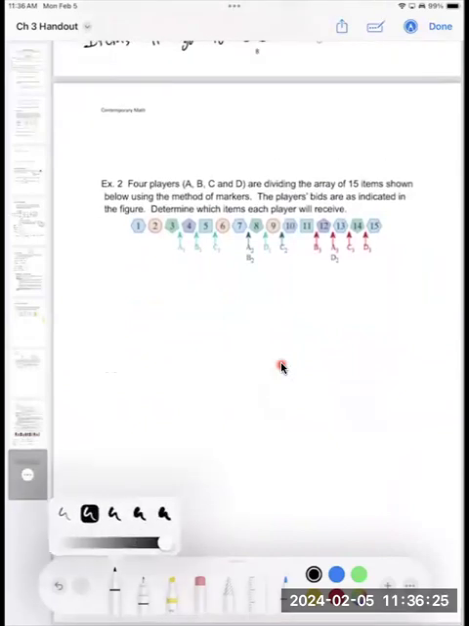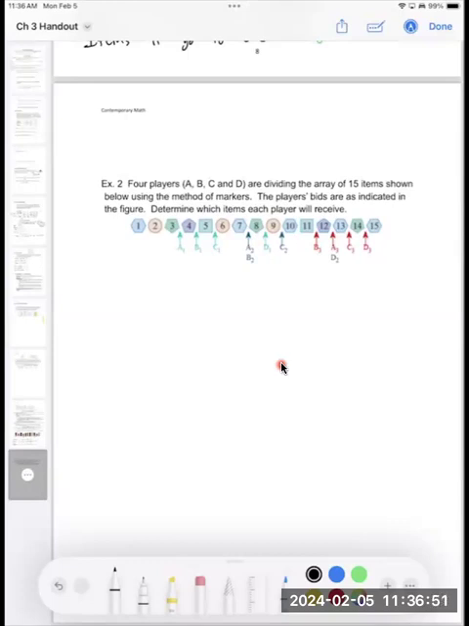Four players, A, B, C, and D, are dividing the array of 15 items shown below using the method of markers. The players' bids are as indicated in the figure. So we don't have to place the bids like we did with the previous problem. This one, the bids are already there. Determine which items each player will receive.